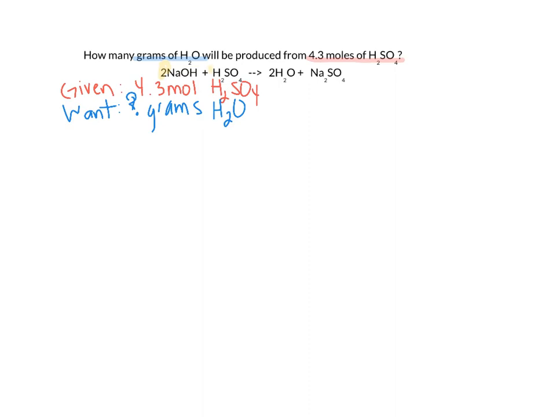So I'm going to list out my givens. My given is 4.3 moles of H2SO4. My want is some number of grams of H2O. As you learned previously, and we touched again last video, these numbers out in front, my coefficients, tell me how many moles there are in relationship to each other. So for H2SO4, there's 1 mole, because there's an invisible 1 there, and there are 2 moles of H2O. So I'm going to write that down as one of my relationships.